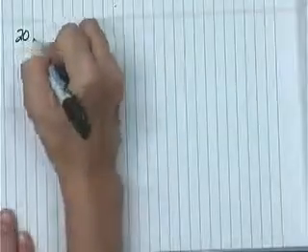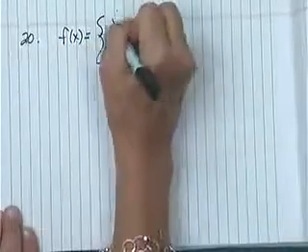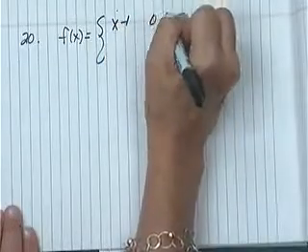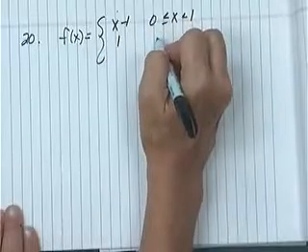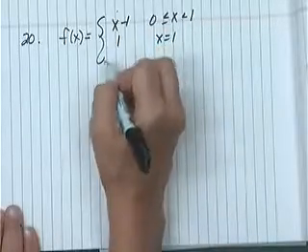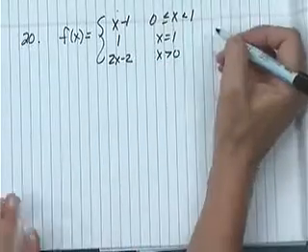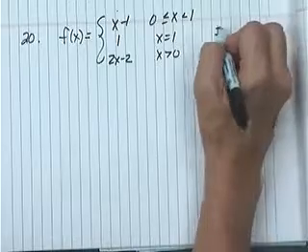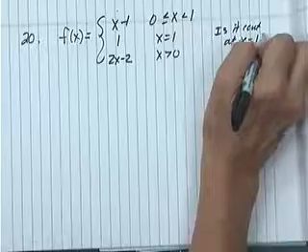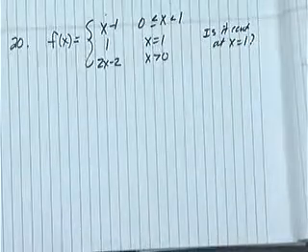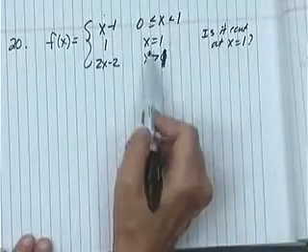Okay, this is number 20. f of x equals x minus 1 for 0 less than or equal to x less than 1, 1 whenever x is exactly equal to 1, and 2x minus 2 whenever x is greater than 1. And the instructions ask us, is it continuous at x equal to 1? Okay, that's why we're picking 1. Oops, that's a 1 there. 0 to 1 for the first.